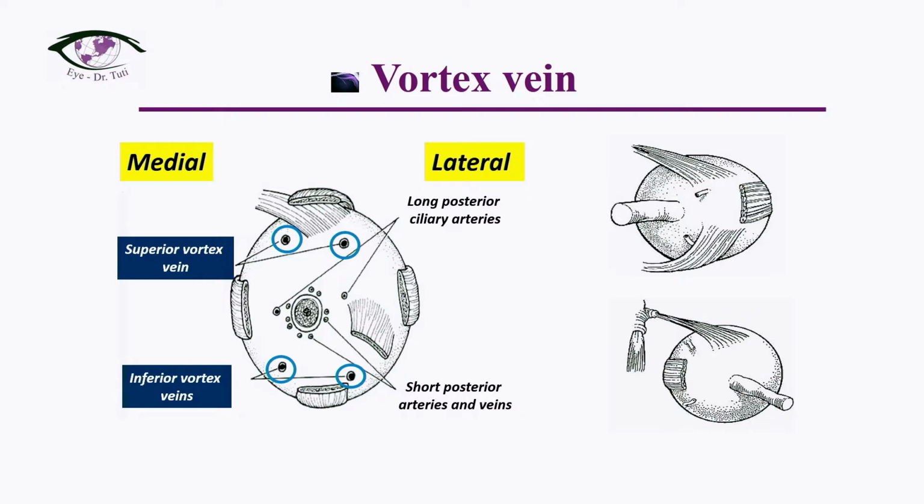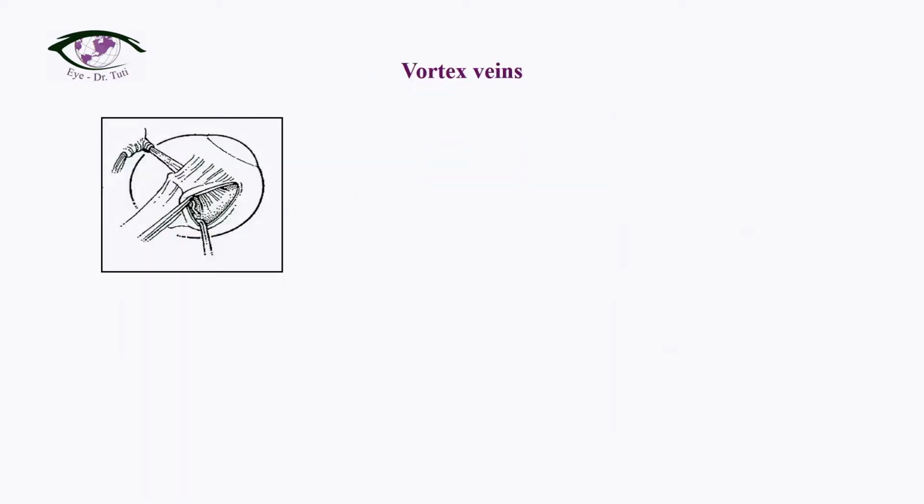Vortex veins. It's very important to know the topographical location of vortex veins. There are 4 vortex veins: medial, lateral, superior and inferior vortex veins. As you can see here on the photo, those blue circles show the location of those vortex veins. Additionally, we can see here on the posterior aspect of the globe the long posterior ciliary arteries and short posterior arteries and veins. The superior temporal vortex vein is seen at the posterior insertion of the superior oblique, as you can see on this photo.